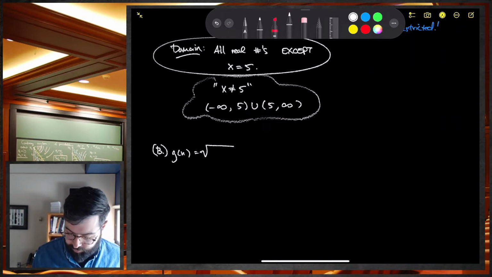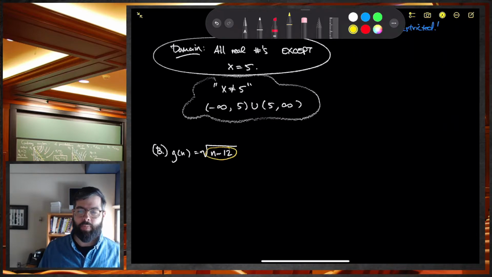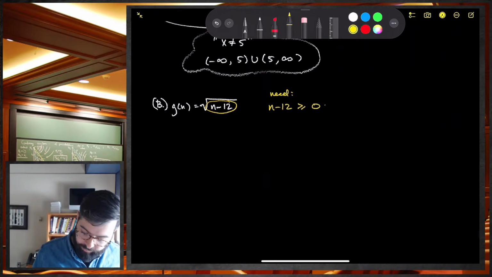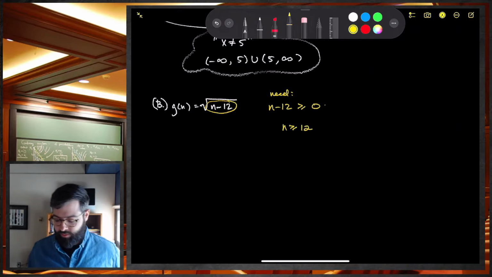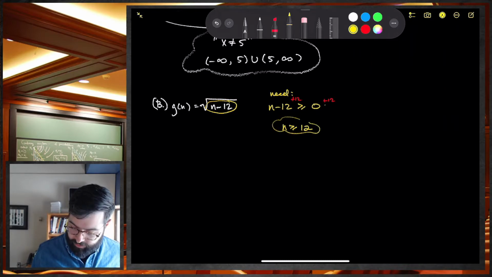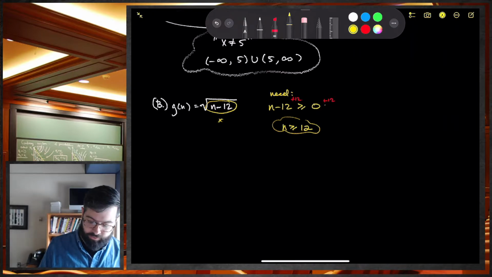So again, what I said was, for square roots, whatever's being square rooted can't be negative. So that means that n minus 12 has to be greater than or equal to 0. We need this to be the case. So if I solve for what values of n make that true, we know that n needs to be greater than or equal to 12, just by adding 12 to both sides here. Okay, so we need n to be greater than or equal to 12. If it's less than 12, that means it'll be negative inside here, and we can't have that.